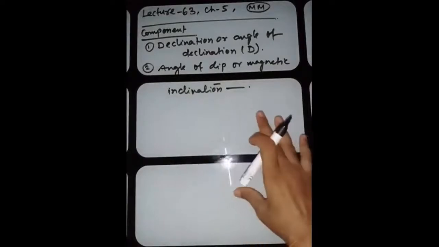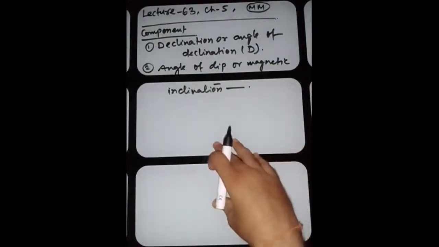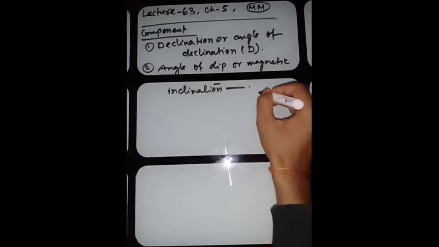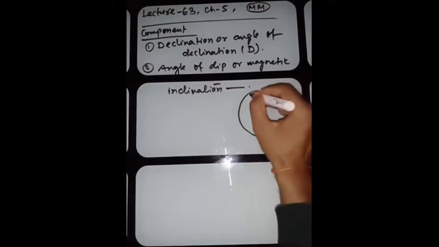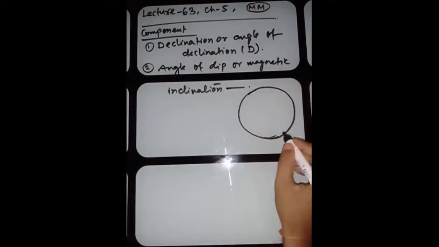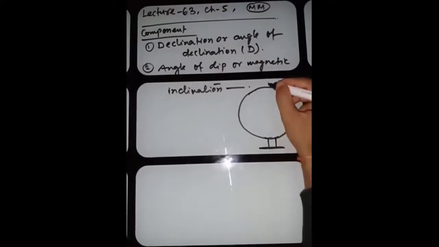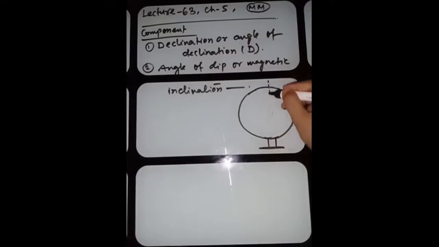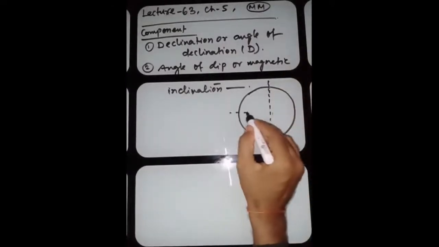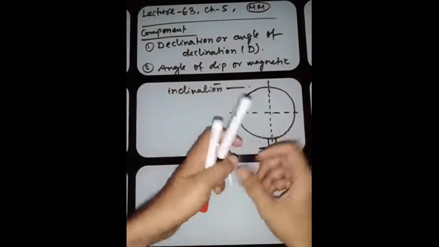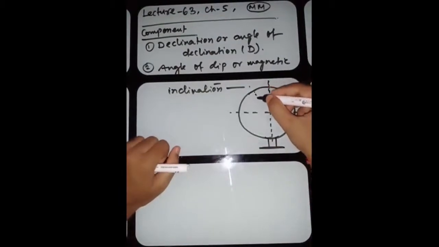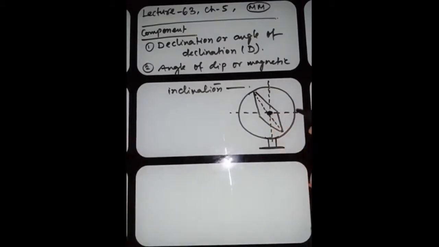Remember, to study this particular thing we use an instrument, and that instrument is called the dip circle. Let me draw that dip circle, then we will study it in detail. It is evacuated in a glass chamber. This is the stand. This is a vertical axis and this is a horizontal axis. A magnet, at a certain angle, is pivoted at this point.